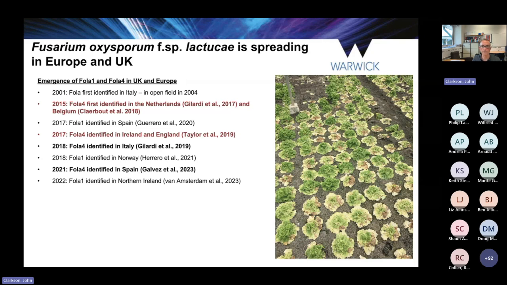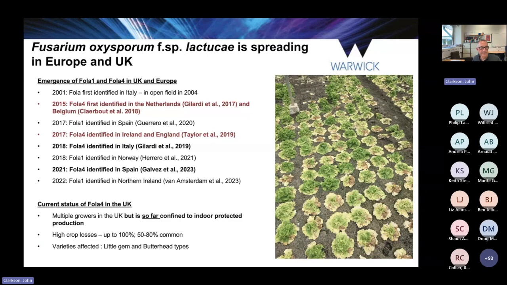So that obviously caused quite a lot of consternation at the time, because growers really didn't know what they were dealing with. Since then race 4 has continued to be identified in other parts of Europe, including Italy and Spain. And we also see reports of race 1, interestingly, creeping into Northern Europe as well, albeit in indoor production in Norway and Northern Ireland. So it's a continuing, evolving picture, if you like, of the spread of race 1 and race 4 into Northern Europe and the UK.